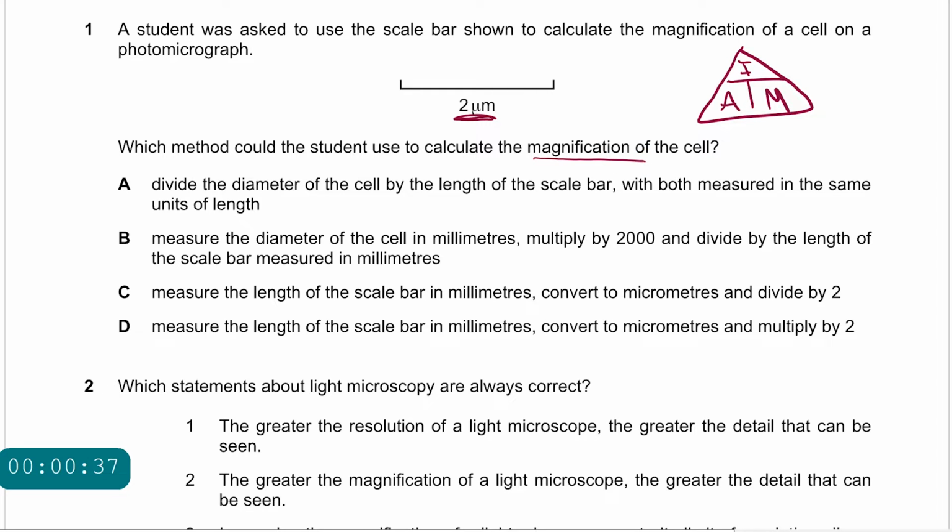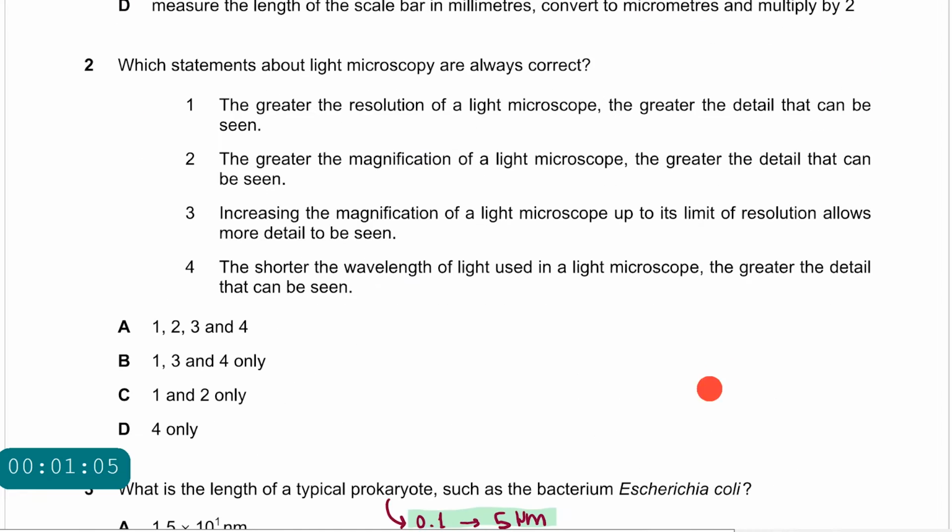So what we do is we divide the image size by the actual size, but we have to convert the image size into micrometers. Therefore, the answer that actually suits this is C, because it mentions measure the length of the scale bar in millimeters, convert to micrometers by multiplying by 1000, and divide by 2. Divide by 2 is the actual size in micrometers. And there you have the magnification.